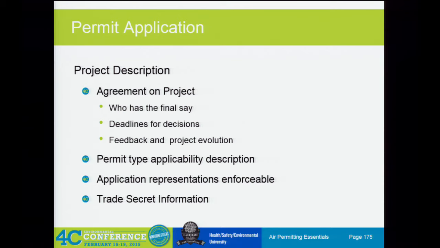You'll also include what type of permit you're seeking, and you'll need to think about whether you're including trade secrets, how to include those, whether they need to go under a confidential header, what information is going to be available to the public and what is not, and how it's submitted to different agencies.